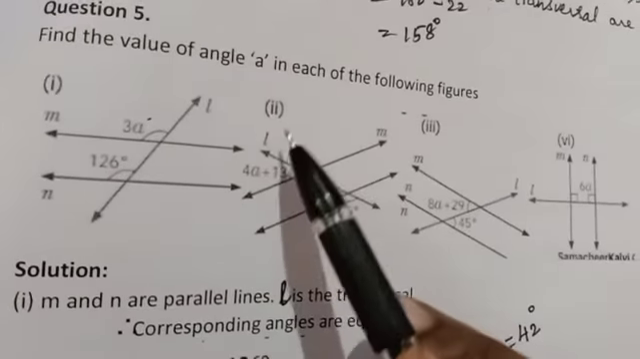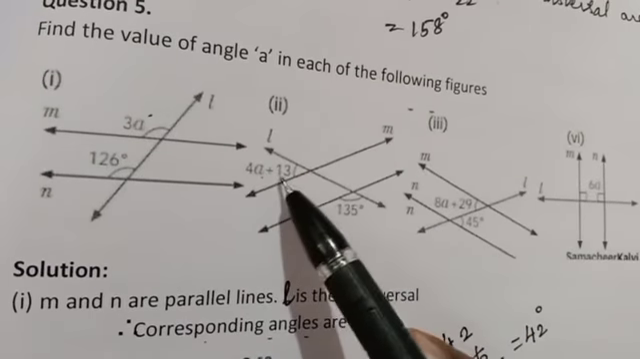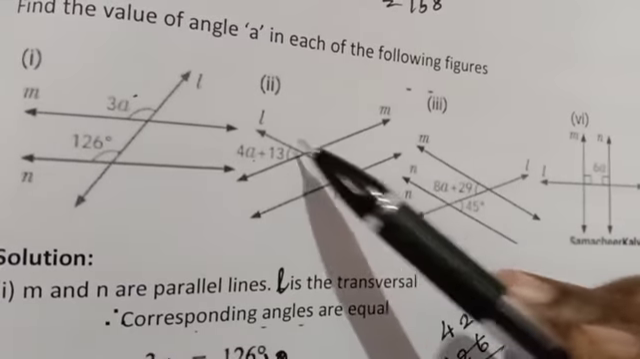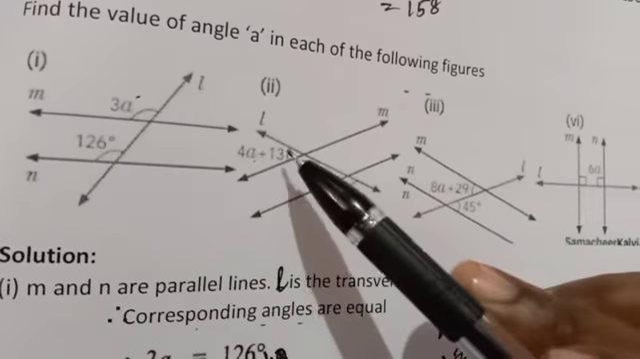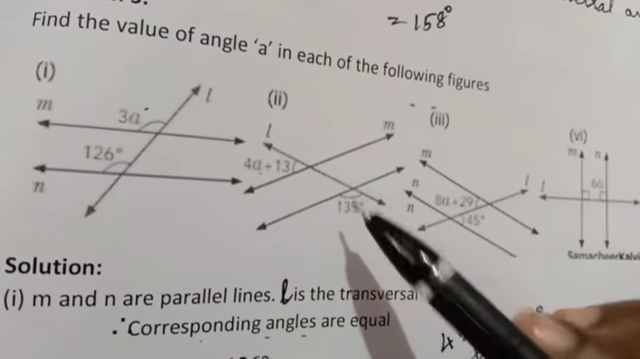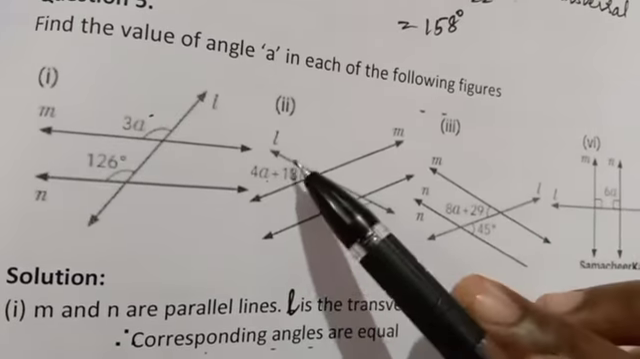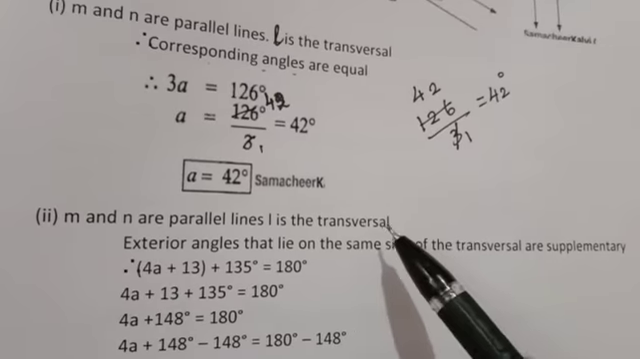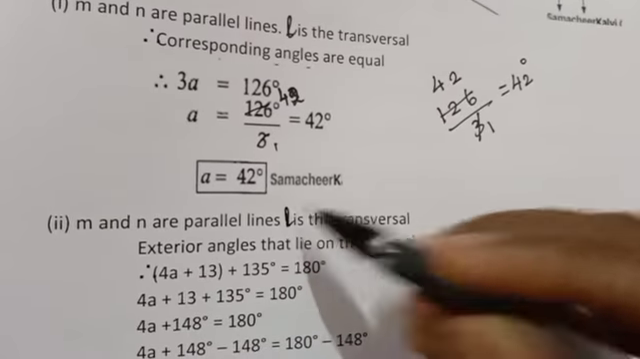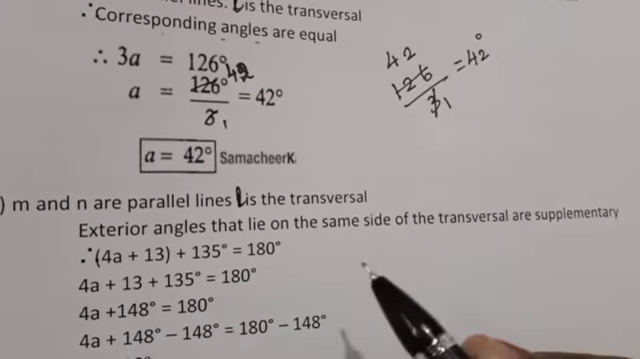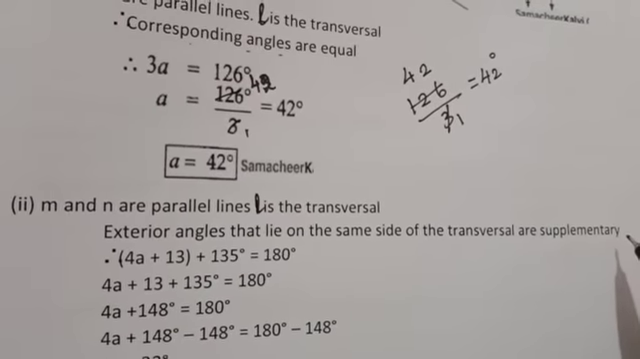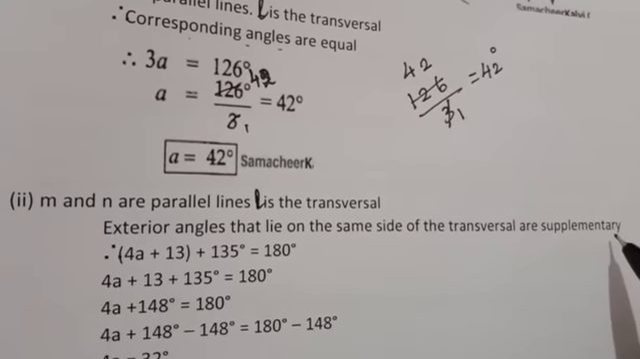Now you have to observe this second picture. It is 4A plus 13. It's 135 degree. Yes, it is exterior angles. It is a transversal line. So on this transversal line, these two angles lie on the same side. Same side of the transversal line, the sum of these two values is equal to 180 degree. So M and N are parallel lines. L is a transversal. Exterior angles that lie on the same side of the transversal are supplementary, or 180 degree. What is the meaning? Supplementary, 180 degree.